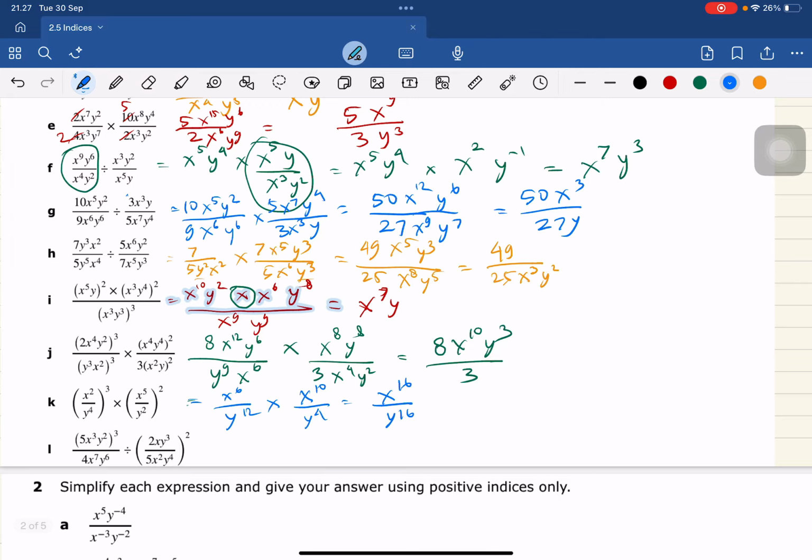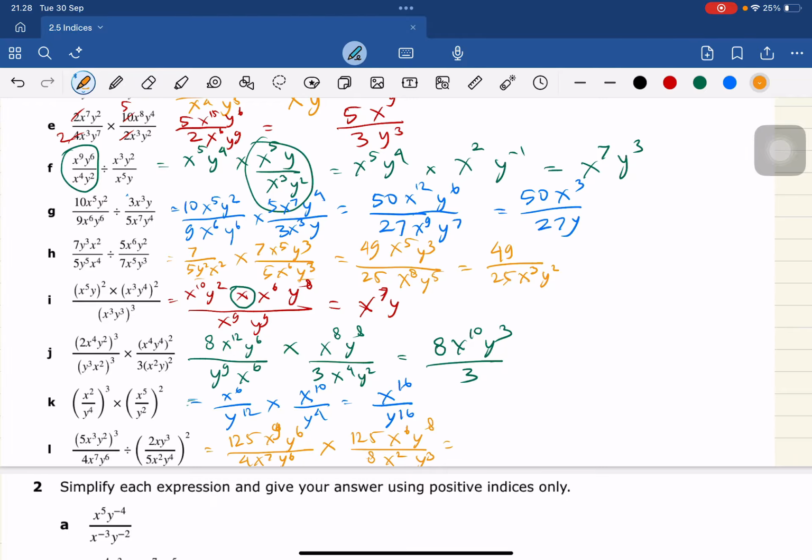Okay, this is the last question for number 2. So power of 3. So 5 cube is going to be 125. And then x 3 times 3 is 9. And then y power of 6 divided by 4x power of 7, y power of 6 divided. So we can flip. So this will give us the answer of 125, x power of 6, y power of 8 divided by 8, x power of 2, y power of 3.